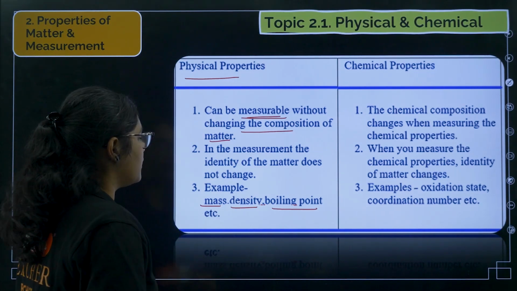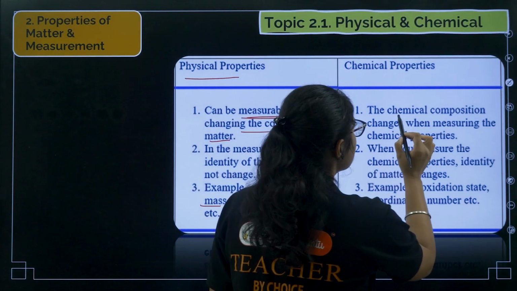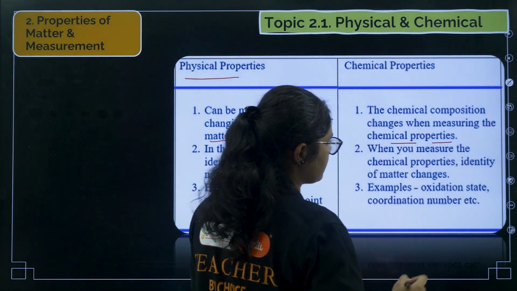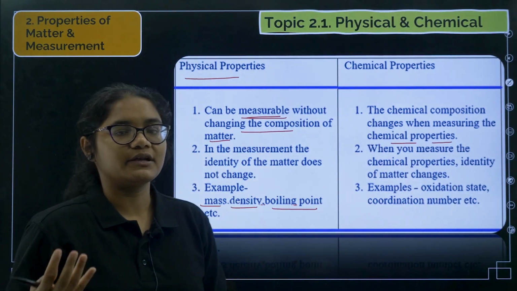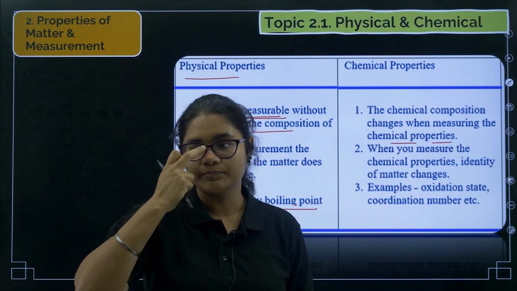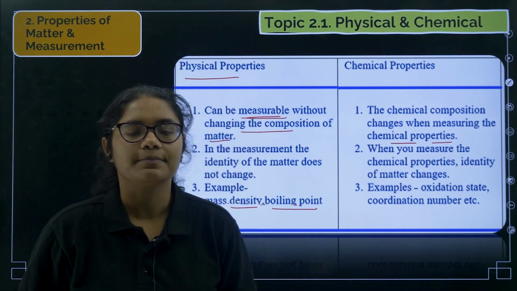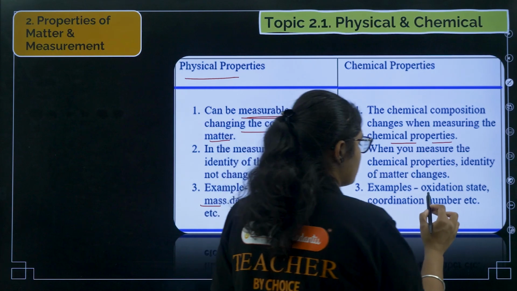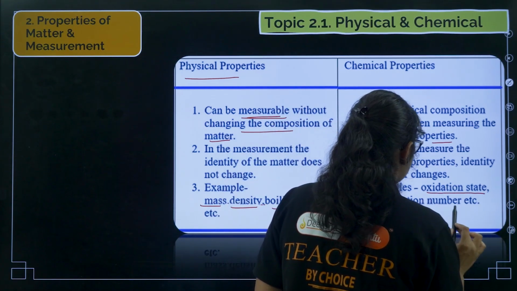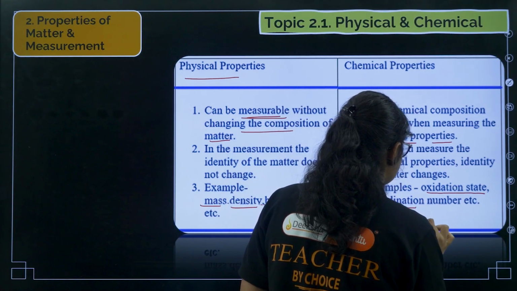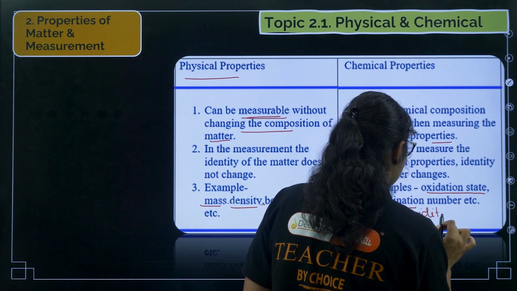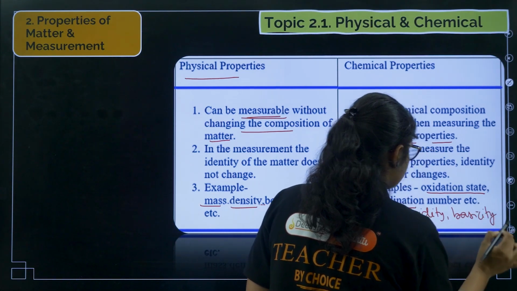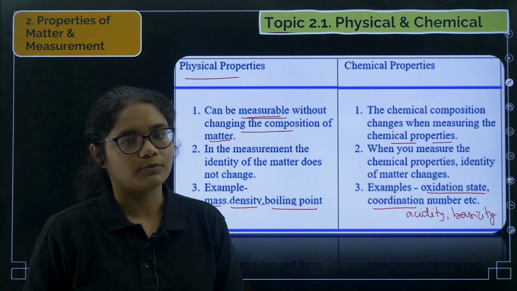Now the chemical composition changes when measuring chemical properties. So certain properties, if you measure them and the structure is changing, then we call them chemical properties. For example, here we have oxidation state, coordination numbers, acidity, basicity. These are your chemical properties.